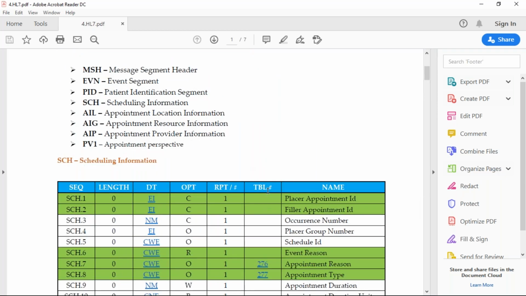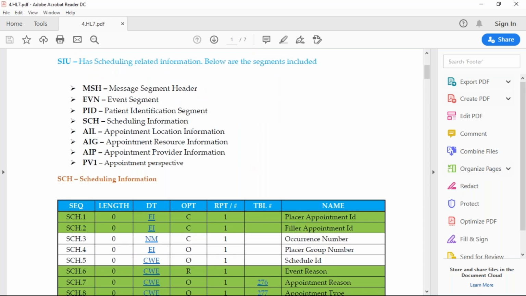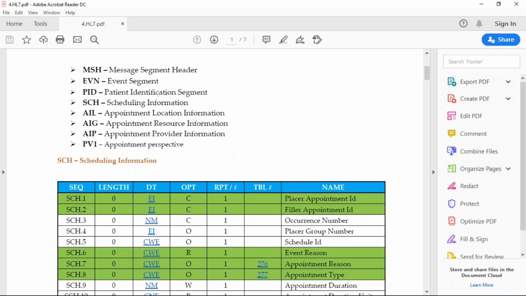So within an appointment message, we have these 8 segments which you might be seeing. At times you might see PV1 and at times you might not see PV1 in the appointment message, depending on the scenario, depending on the standard that is being used by that specific hospital which is generating the appointments. So it always depends on the message that they are going to generate.